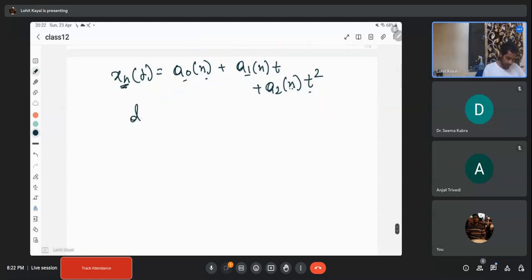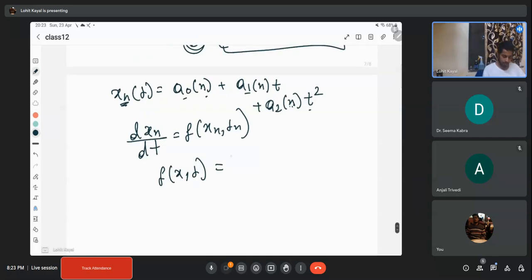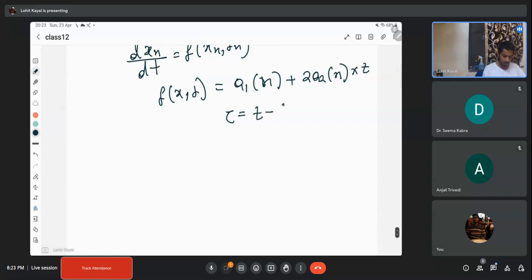So my differential equation was what? dx by dt equal to f of x, t, that is xn, tn, right? So now, to get f of x, t, I need to simply differentiate it. It will be a1 of n plus 2 a2 n into t. Now let me redefine the time. Let me shift the time. It will be tau equal to t minus tn.